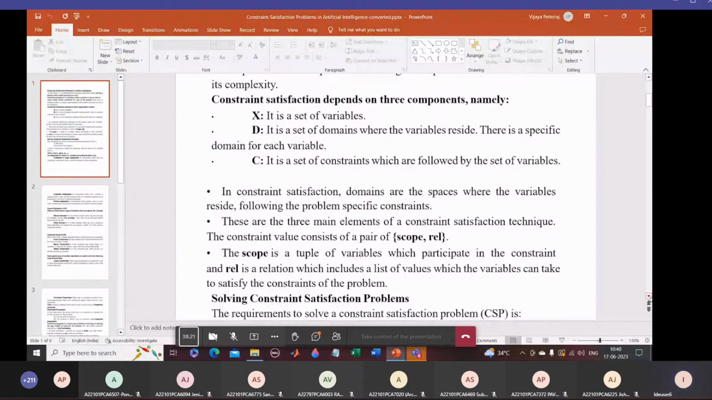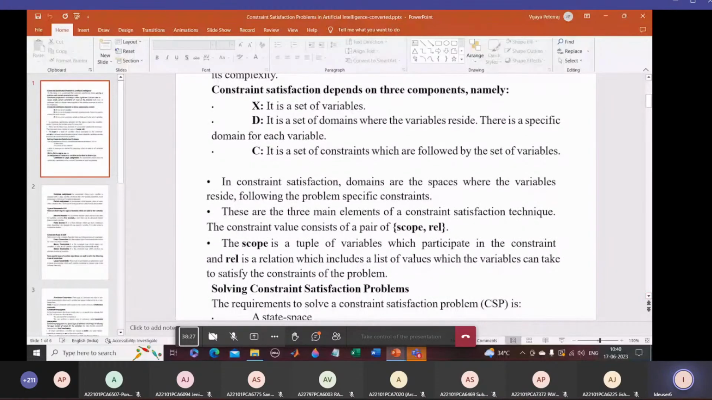So the three main elements will be there. So this is how you could take. It consists of a pair of scope and REL. So what is that relation? Okay, scope and the relation. So scope is a tuple of variables which participate in the constraint, and relation REL is the relation which includes a list of values which the variables can take to satisfy the constraints of the problem. What type of relations they have so that they can satisfy the constraints.